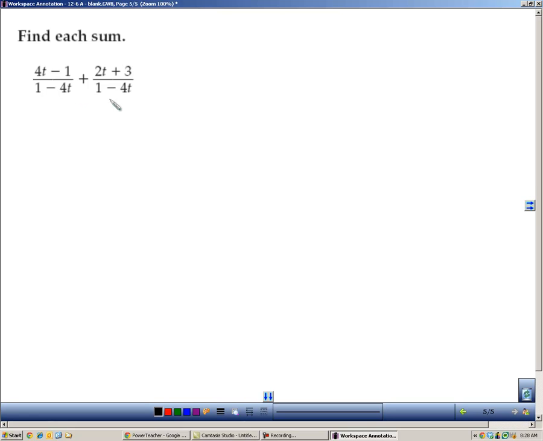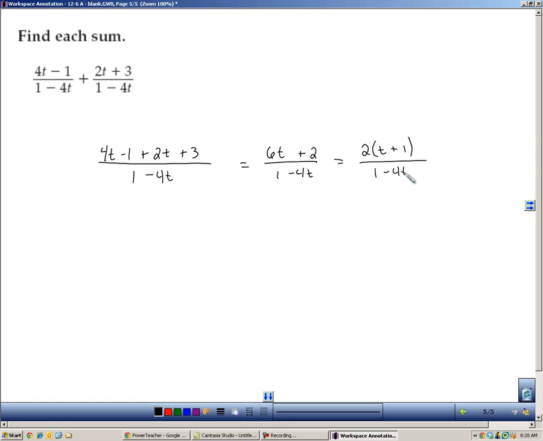Here's another example. We're asked to find the sum. The denominators are binomials, so we'll combine into one fraction using the 1 minus 4t denominator. Top then will be 4t minus 1 plus 2t plus 3. So collecting like terms on the top, 4t and 2t is 6t, and negative 1 plus 3 is 2. Now we're going to try to factor if we can. I'm going to pull a 2 out of the top, a GCF of 2, leaving me with a t plus 1. And that's over 1 minus 4t.